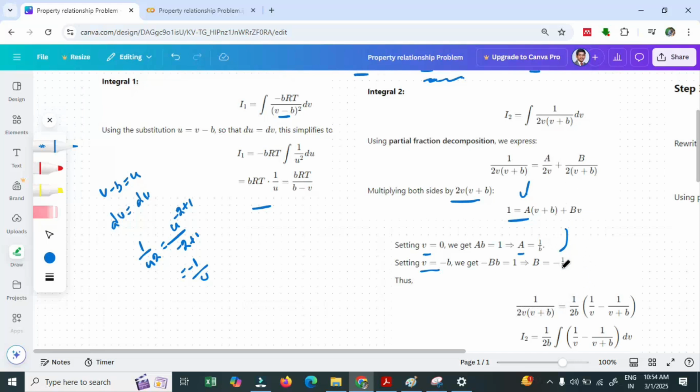So I have 1 divided by 2b, 1 divided by v minus 1 divided by b plus b. Don't worry, I'll be adding this white bolding in the description box.